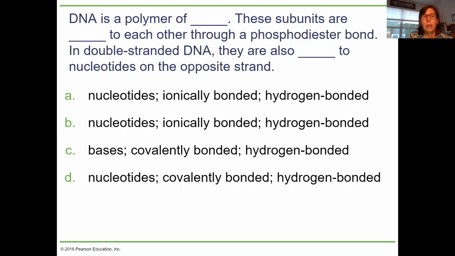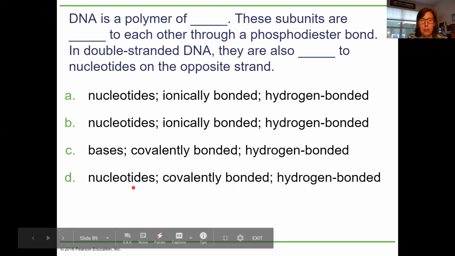Okay, DNA is a polymer of blank. So this is a short answer question. You'll have short answer questions in your exams. These subunits are blank to each other through a phosphodiester bond, in double-stranded RNA, and double-stranded DNA, sorry. They are also blank to nucleotides on the opposite strand. This is a great question. It has to do with the macromolecule nucleic acid. So DNA is a polymer of what? Nucleotides, bases, or nucleotides?